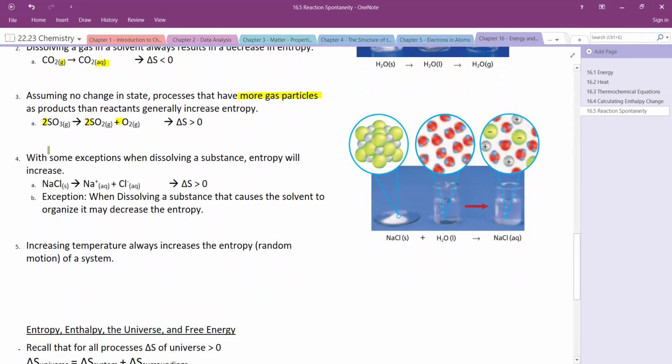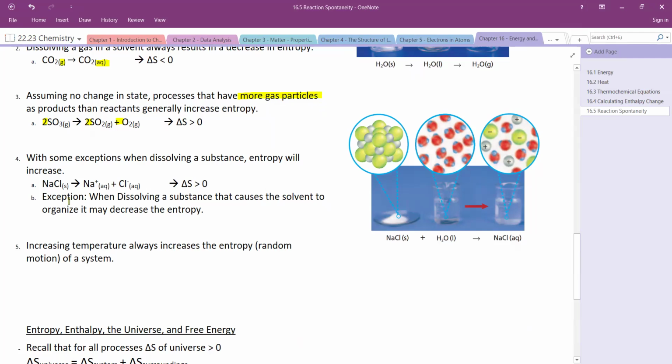Fourth case, there are exceptions, but when we're dissolving something, typically our entropy is going to increase. We go from a solid into a liquid, and that allows it to have greater freedom. Additionally, when we dissolve sodium chloride, we go from a tightly bound formula unit into 2 free-flowing ions that are aqueous. And so again, an increase in our entropy.